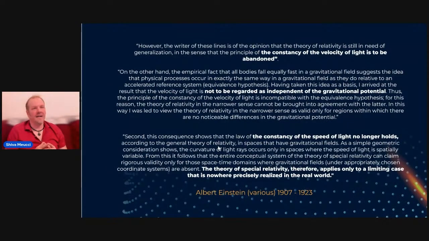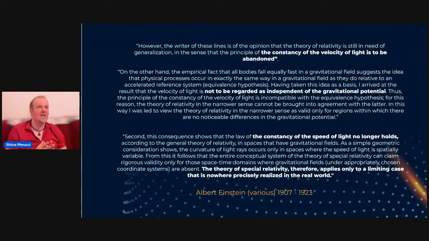All right. So these are a couple of the quotes by Einstein between 1907 and 1923. It's just a few of them. I've got at least 5, maybe 6 or so, and you could probably find more if you kept digging. "However, the writer of these lines is of the opinion that the theory of relativity is still in need of generalization, in the sense that the principle of the constancy of the velocity of light is to be abandoned." On the other hand, I'm just going to read some of the excerpts here.